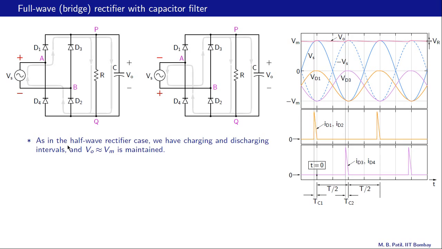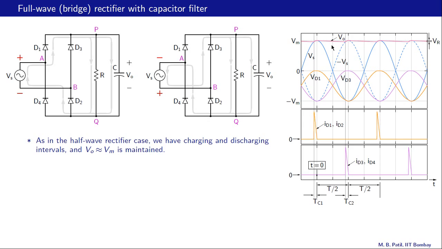First, as in the half wave rectifier case, we have charging and discharging intervals, and VO is approximately maintained at Vm. So let's look at the waveforms. This is the input voltage Vs. That dashed curve is the negative of input voltage. Vs goes from plus Vm to minus Vm, and that is the output voltage, the one shown in the pink graph.